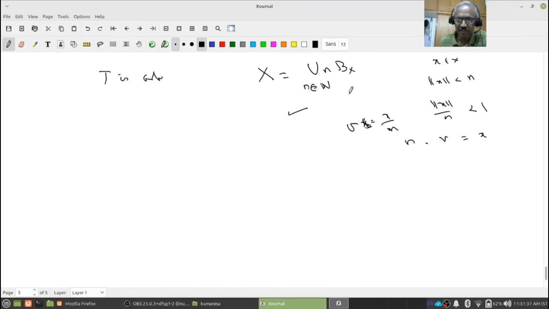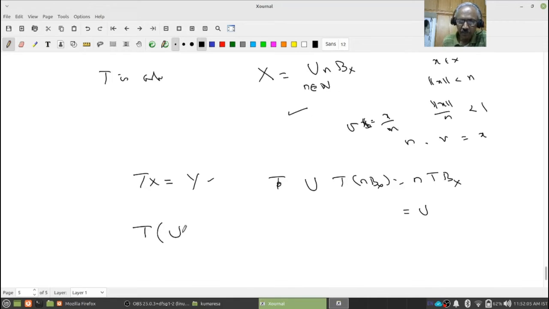Is that clear? Now what is T(X)? Since Y is onto, T(X) equal to Y. And now what is T of nB_X? That we know, because of linearity, it is n T(B_X). Therefore what is the union of these things? That is going to be the union of this thing, right? But are you following? Right. But then T of the union of nB_X is the same as T of X, that is equal to Y, but this is nothing other than the union of n times T(B_X). So we proved the claim.